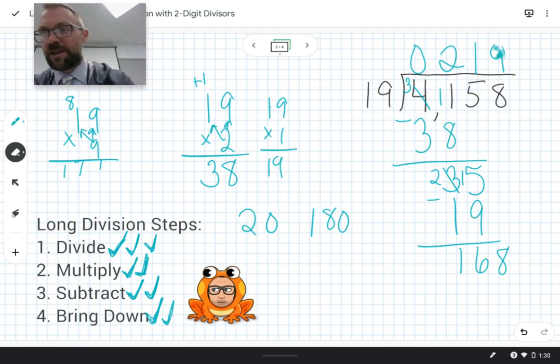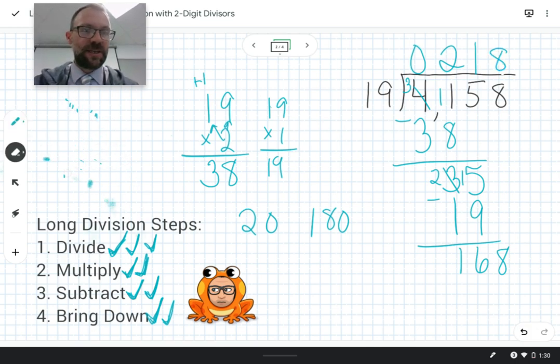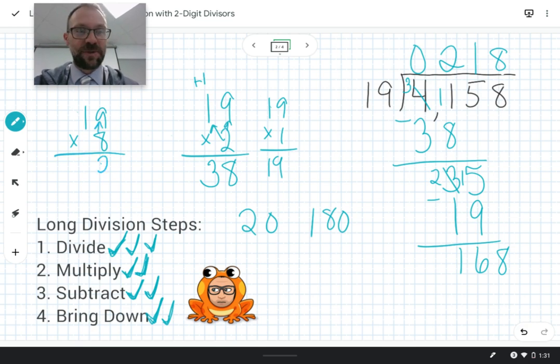Oh, all right. Well, let's try 1 less. I got to go a little bit lower. So let's go with 8 groups of 19. 19 times 8. 8 times 9 is 72. There's a 2. Carry the 7. 8 times 1 is 8 plus 7 is 15. So that works. So now that's my division step.